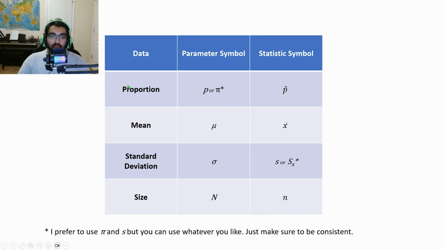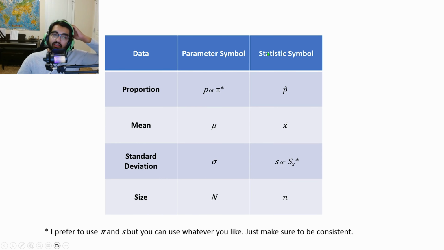So, proportion for the parameter, it's p or pi. I prefer using pi just because it fits the pattern of these Greek letters over here. Parameter for mean is mu. Parameter for standard deviation is lowercase sigma, and parameter symbol for population size is capital N.